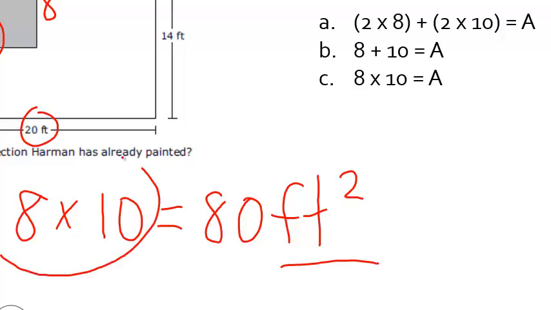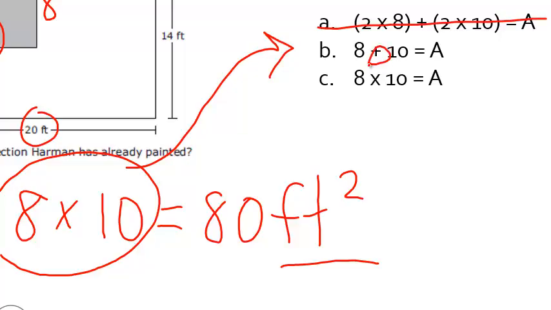Now I can just plug it in next door to the equation. This equation right here, A, is for perimeter. I don't add, I multiply, so it's not B. C is my correct answer.